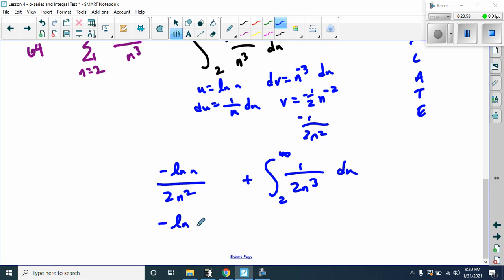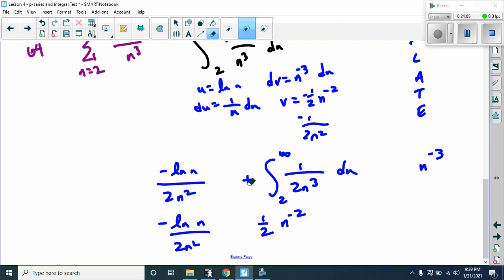We can go ahead and integrate this part over here. So we've got n to the negative third. Add 1 to the exponent. Divide by that. Dividing by negative 2 changes it to minus, and 4 on the bottom here. n to the negative second, I'm going to move it down to the bottom here.